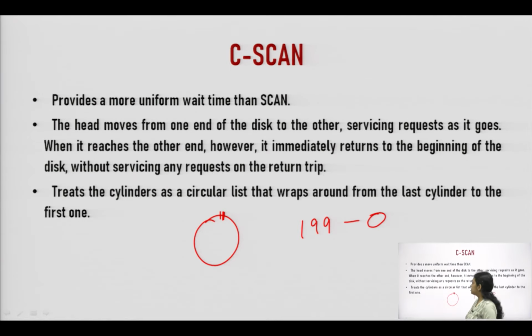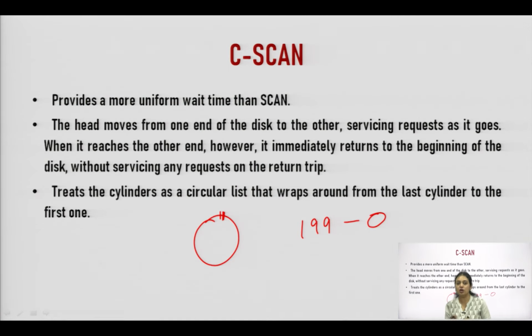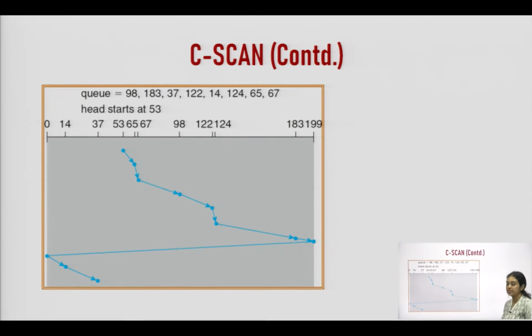So, the head moves from one end of the disk to the other, servicing the requests as it goes. When it reaches the other end, however, it immediately returns to the beginning of the disk without servicing any request on the return trip. That means the direction of servicing the request will always be the same, and it also provides a more uniform wait time than scan. So, it treats the cylinder as a circular list.